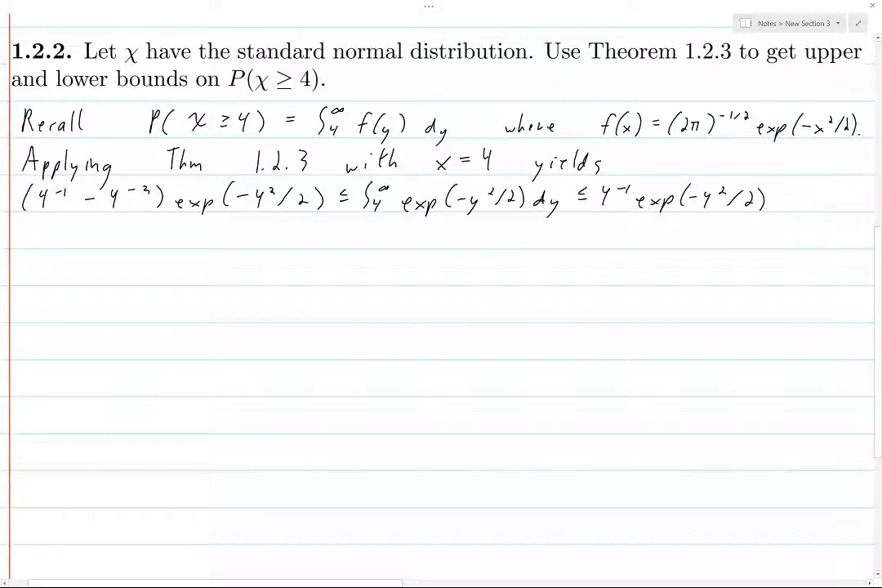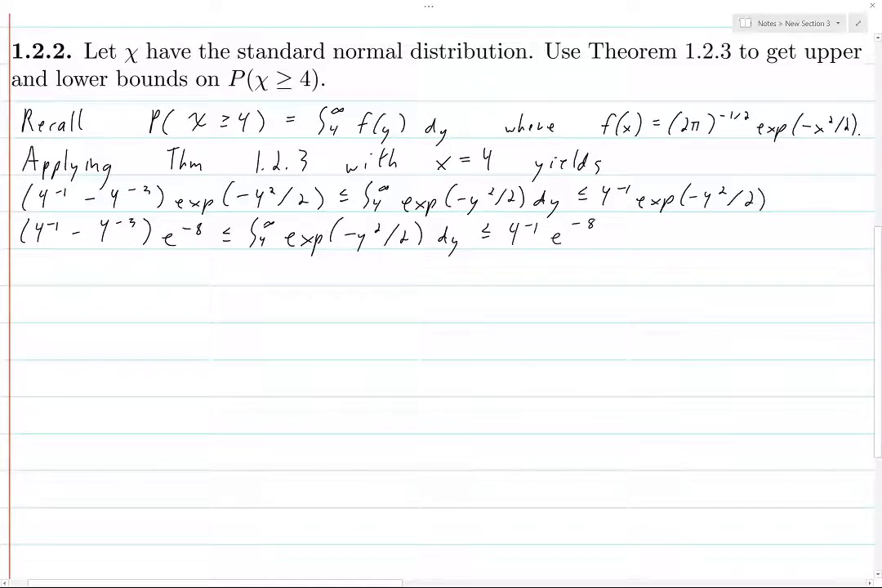So from here, all we really need to do is first we can do some algebraic simplifications. So let's go ahead and do that. The 4 to the minus 1 minus 4 to the minus 3. 4 to the minus 1 is obviously a quarter, but 4 to the minus 3, I don't want to have to deal with that. But here we get minus 16 over 2, which is minus 8. This is less than or equal to the integral from 4 to infinity of the exponential of minus y squared over 2 dy, which is less than or equal to 1/4 e to the minus 8.